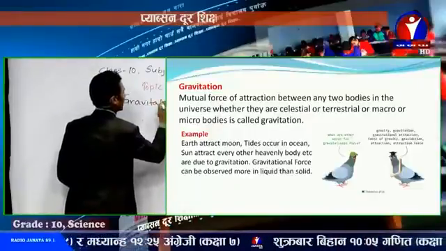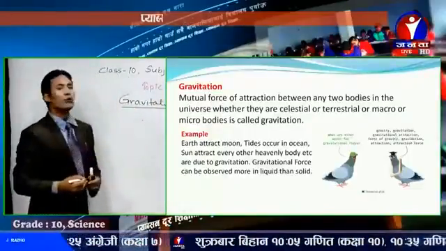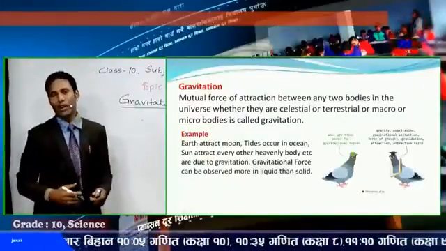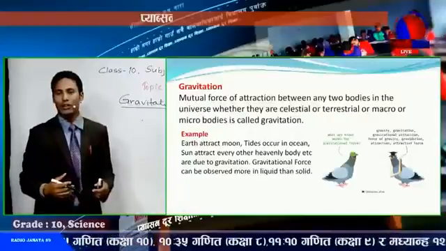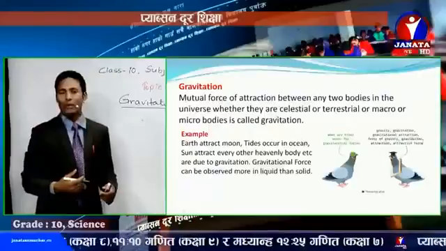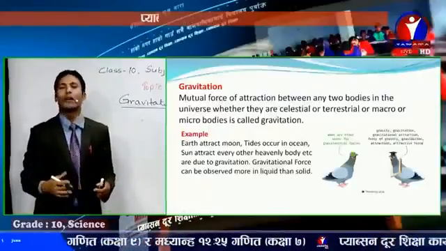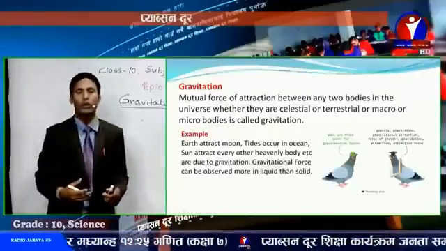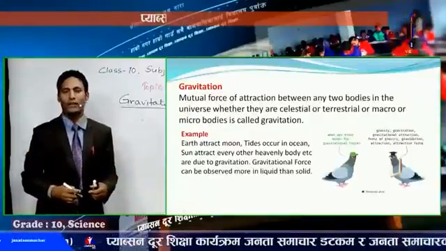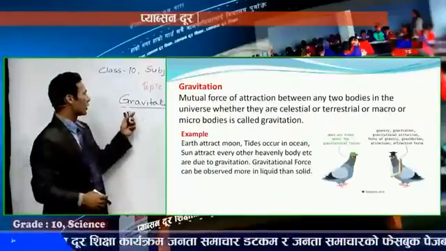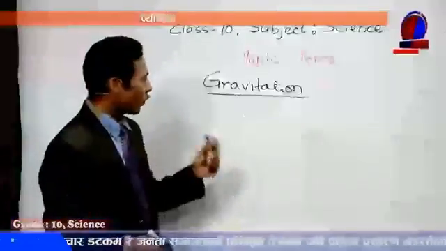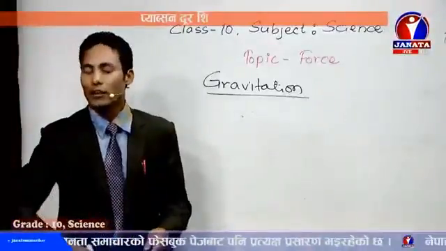Gravitation is the mutual force of attraction between two objects found in the universe. That may be a very huge object, which is called a celestial body, or a smaller object, a microscopic object also. So the force of attraction between two objects found in the universe is simply called gravitation or gravitational force. Being a force, the unit is the same as the Newton.